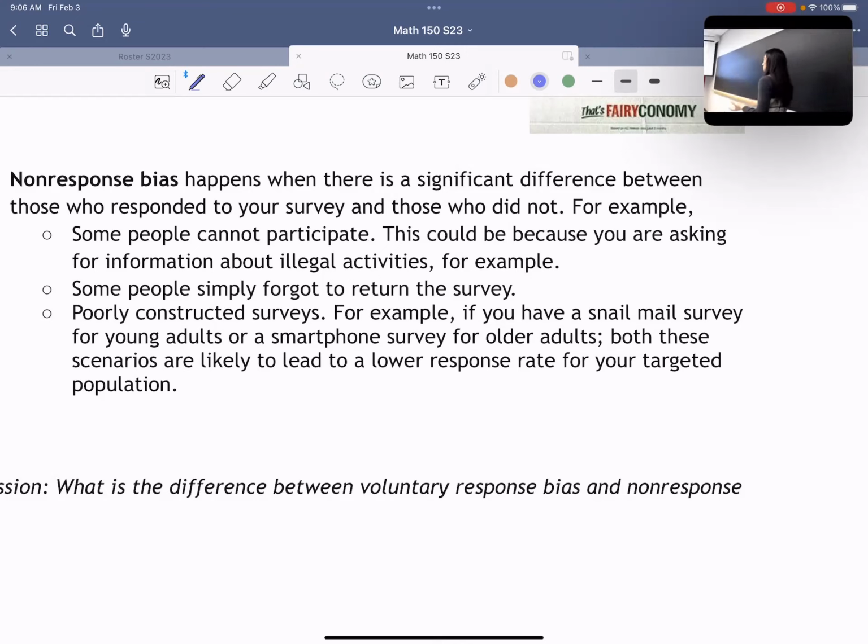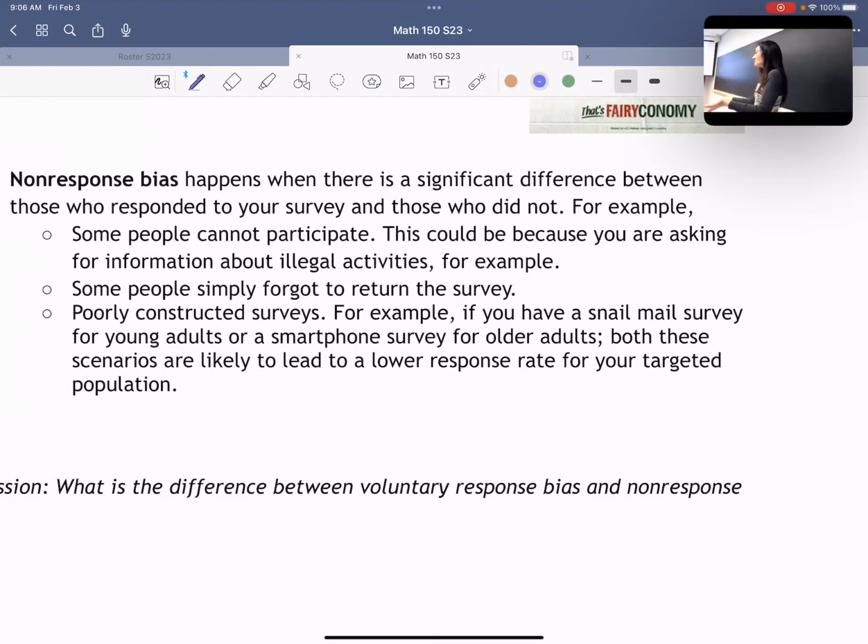isn't going to respond. Another idea is I could give out a survey through a phone call, okay? If I phone a bunch of people and ask them, do you like cell phones? Well, who's not going to respond to that?